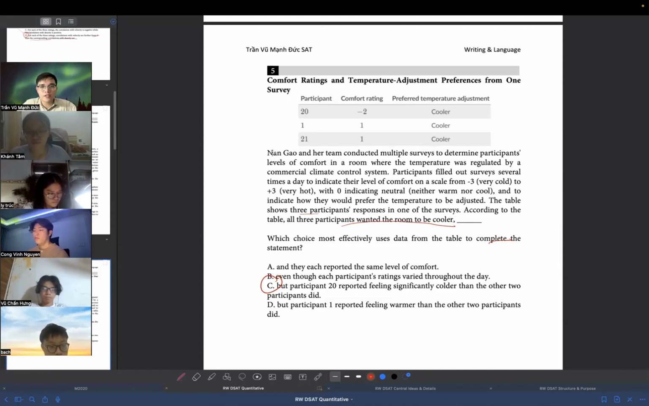Let me just reread the entire context. Non-governor colleagues, this participant filled out neutral, how they would prefer the temperature to be adjusted. The table showed 3 participants responded. According to the table, all 3 wanted the room to be cooler. Why did you choose C?